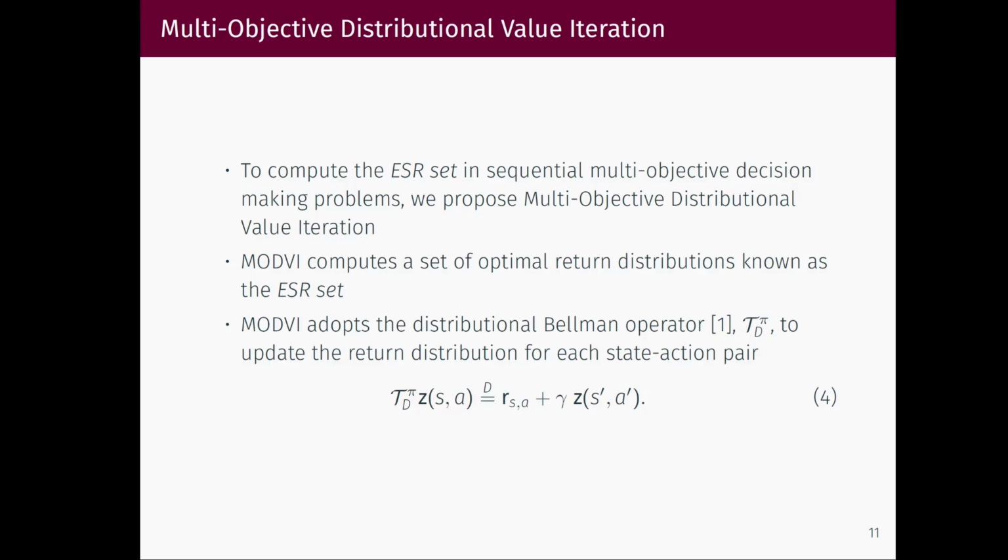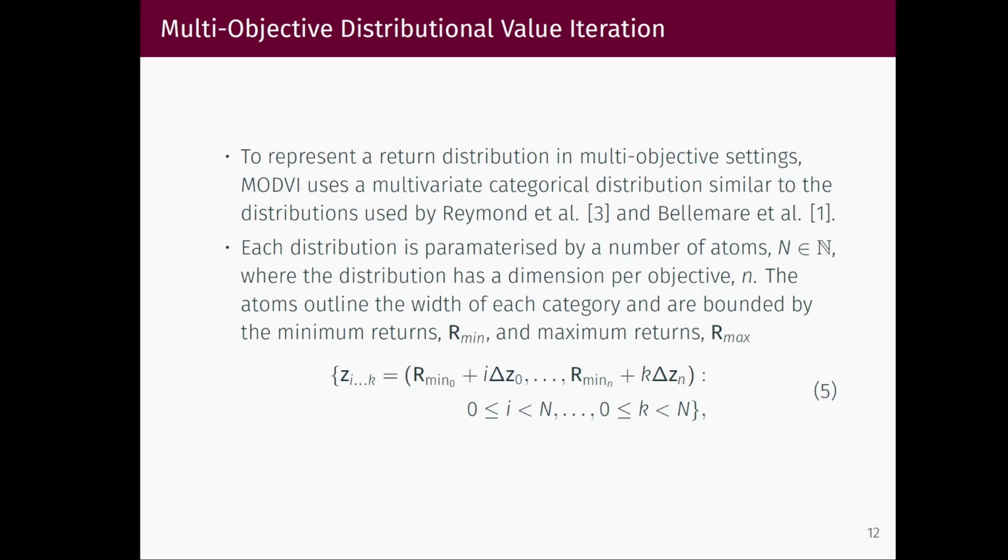So we actually have to replace the Bellman operator with a distributional Bellman operator, which is defined here in equation 4. And we use this to update the return distribution for each state action pair. But before we get into more details about how the sets are updated and pruned to return the ESR set, we need to discuss how the distributions are represented and what they actually look like.